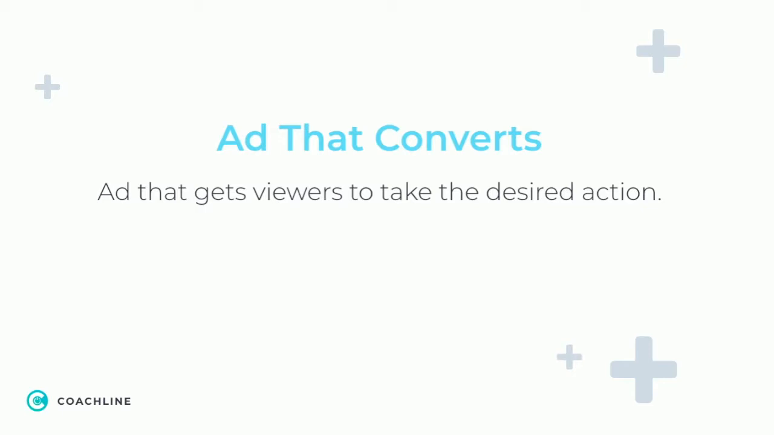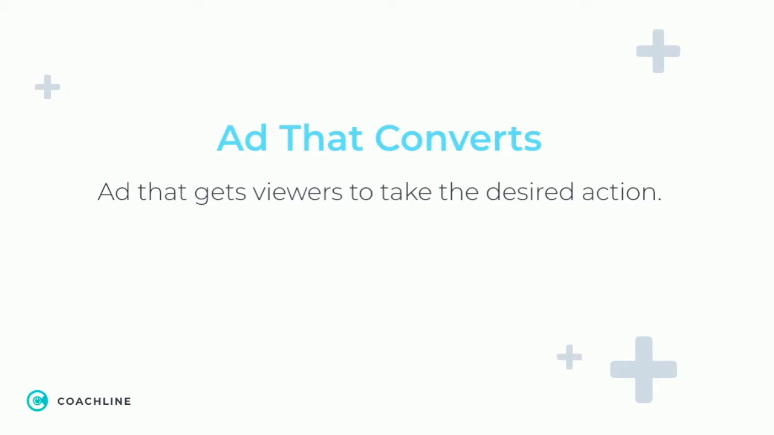All ads have a purpose, right? So you might be downloading something, so the desired action might be download this. The desired action might be book a call. The desired action might be register for my webinar. Whatever that is, an ad that converts is going to get the viewer to take that action. And so there are 10 components of an ad that converts. I'm going to show you an example ad, and then we're going to go through all 10 components. And by the end, you should be able to create your own ad that converts.